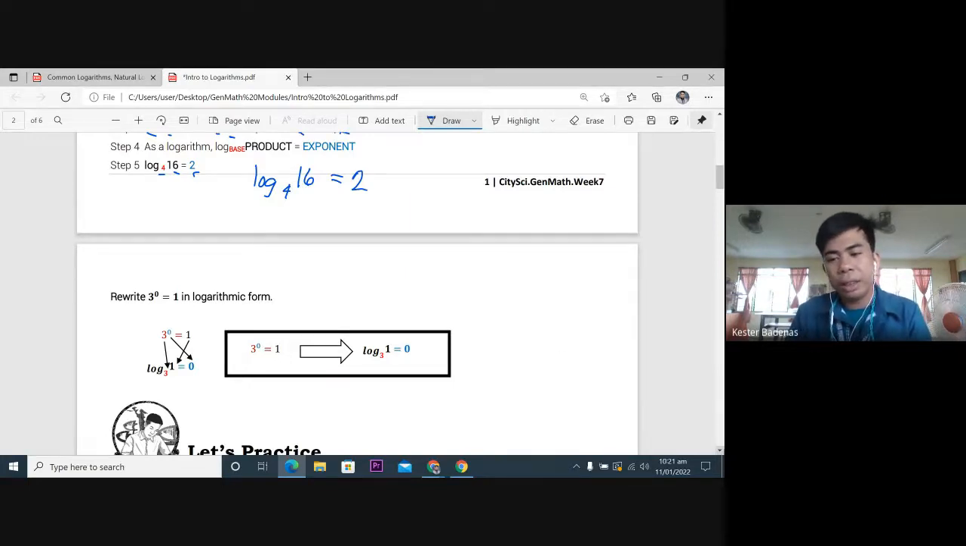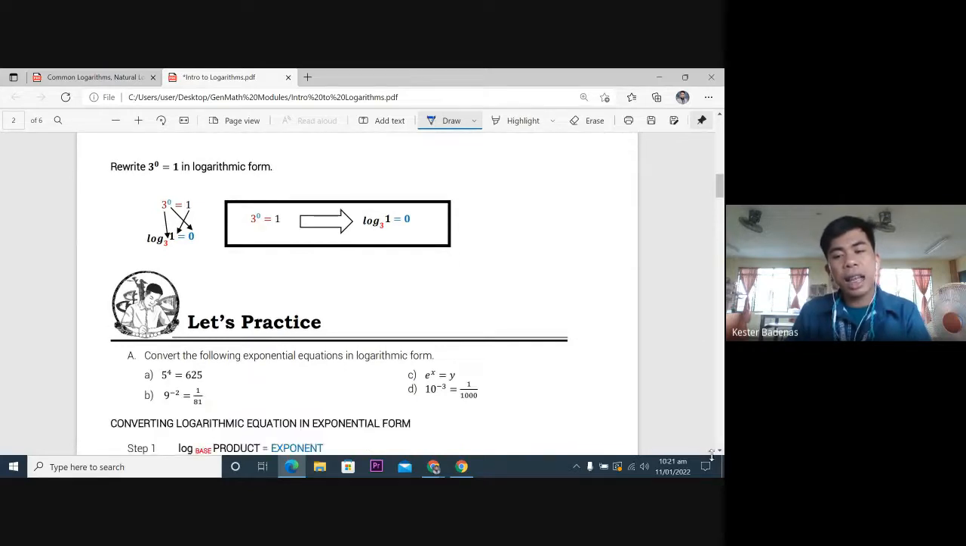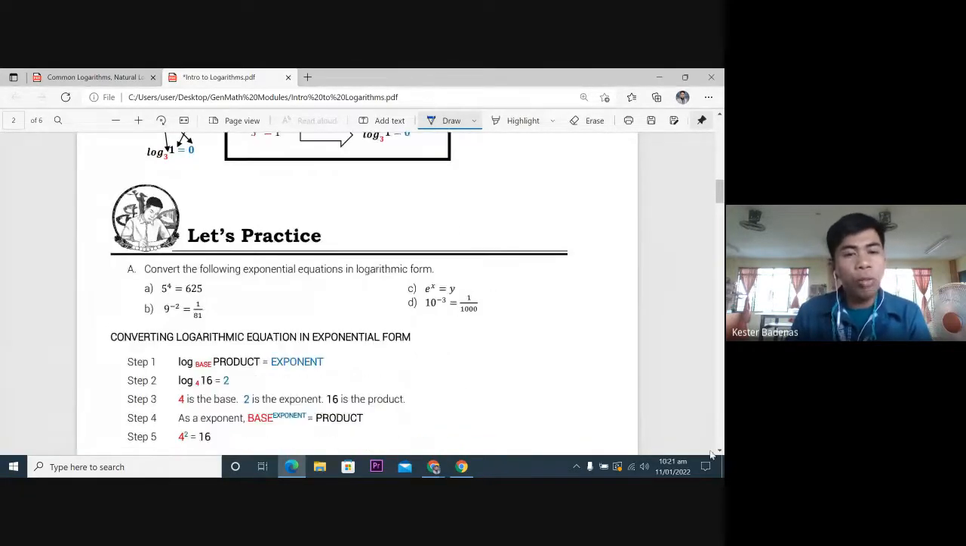Okay, let's practice. Convert the following exponential equations in logarithmic form. We have A, B, C, D. I'll be giving you 4 minutes. It's already 10:21, so by 10:25, let's check your work. Answer letter A first, then we will check and look at who got the correct answer in the poll. Timer starts now.